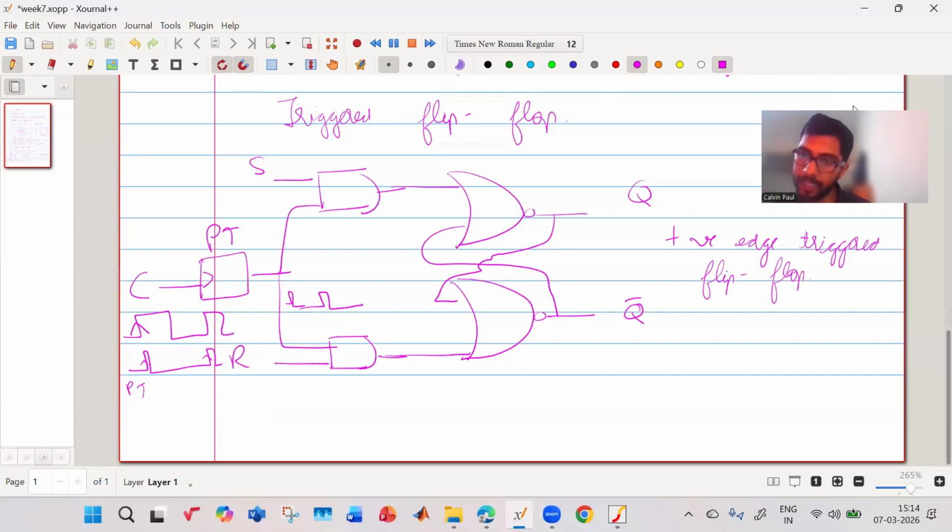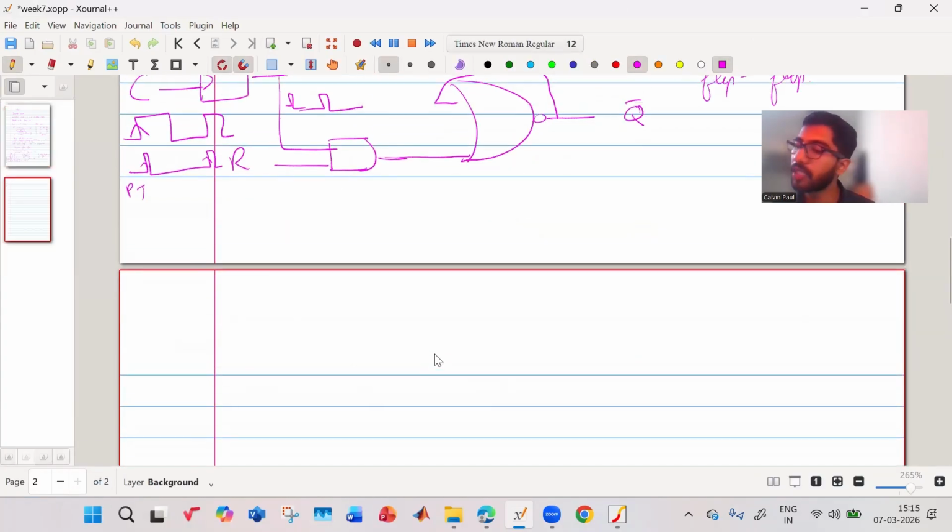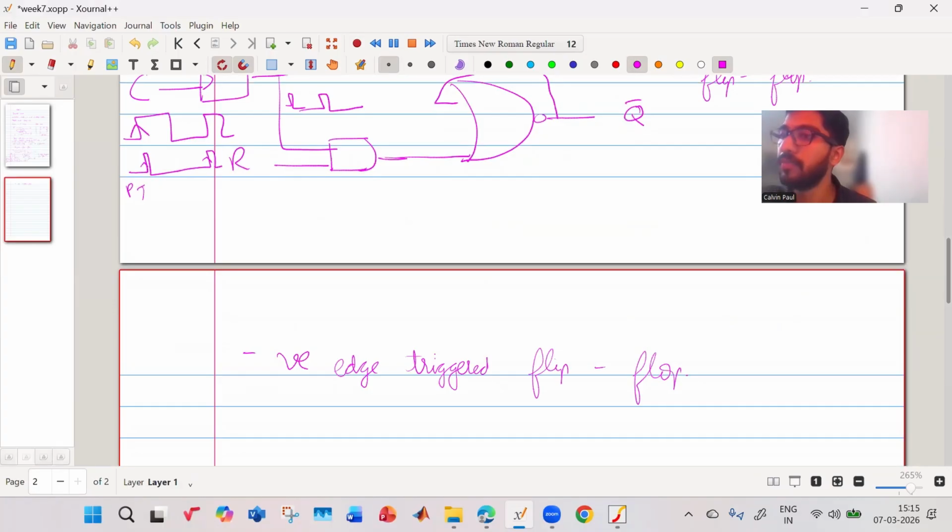Only at the positive edge, the value can change. So whatever the current value of S and R is at the instant when the positive edge of your clock comes, your flip-flop value will be set accordingly. Okay. Similarly, you can have a negative edge triggered flip-flop as well.